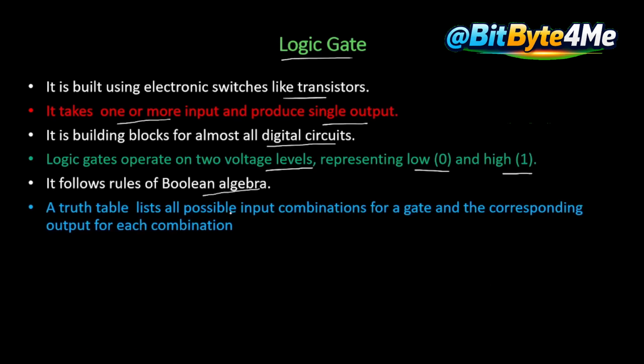A truth table is a table which lists all the input combinations for the gate and the corresponding output for each combination. It lists the whole working of the gate by listing all the possible inputs and the corresponding output. So we will see all the gates one by one.